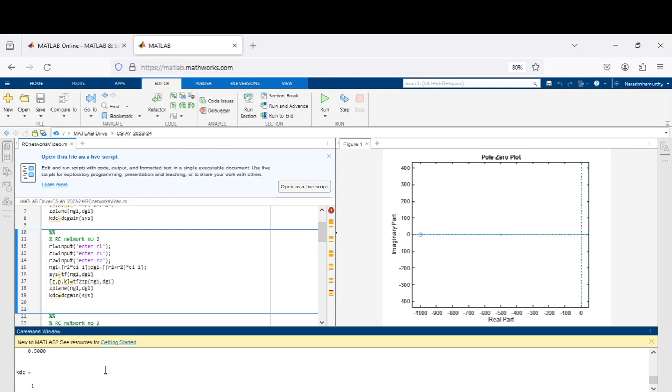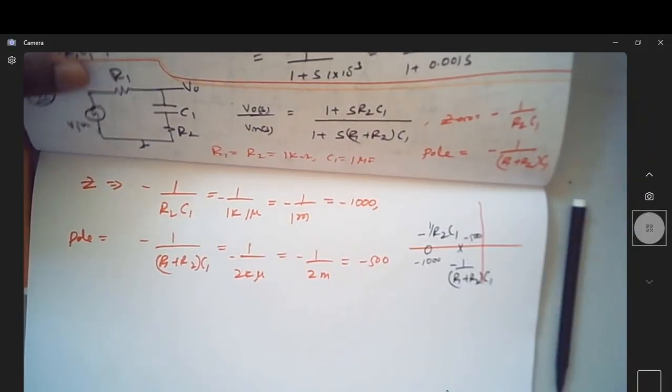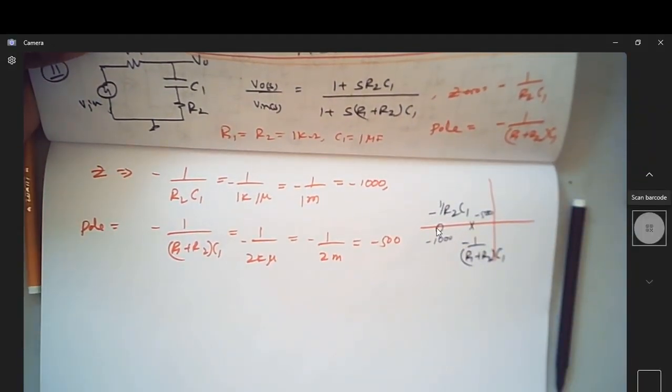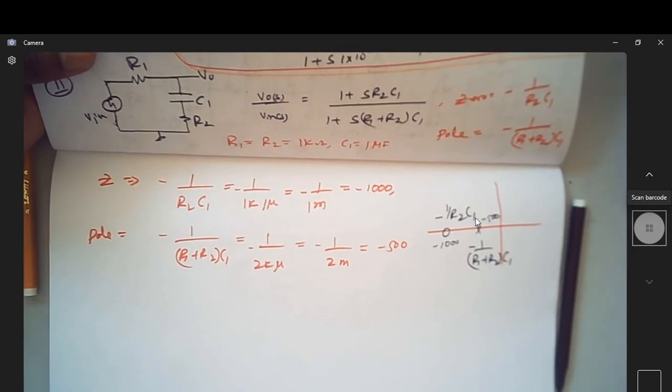This you can see here. Of course this is the value of K, and you can see the pole is at minus 500 and the 0 is at minus 1000, which is exactly here. So this is the pole position, which is at minus 500. This is the 0 at minus 1000. So that's how we were able to verify what we saw in our design. In our design we had the same positions. But suppose you change the values, it will go accordingly.